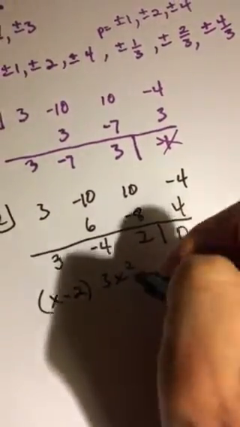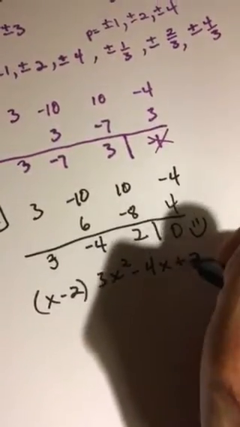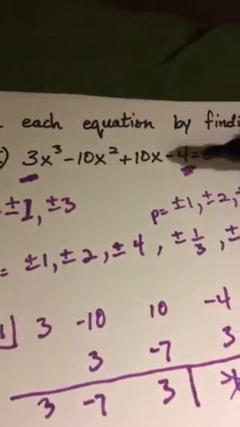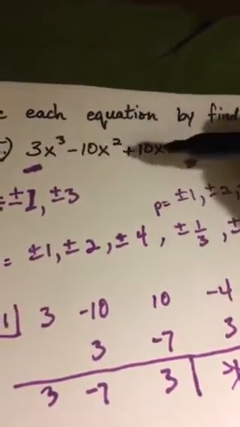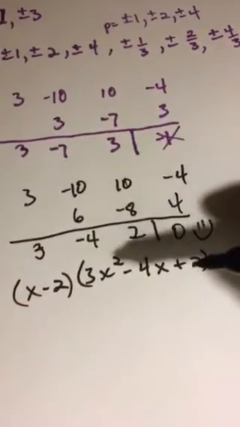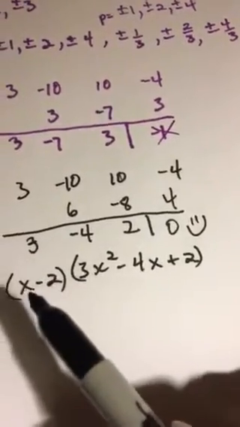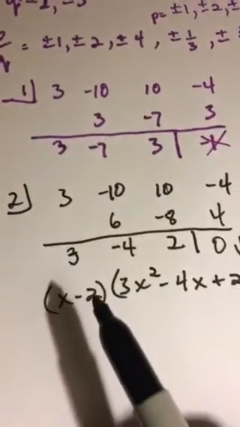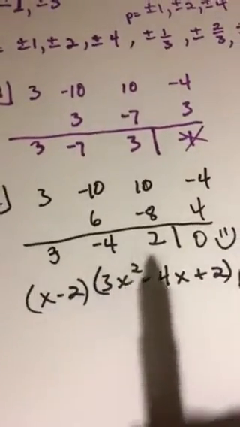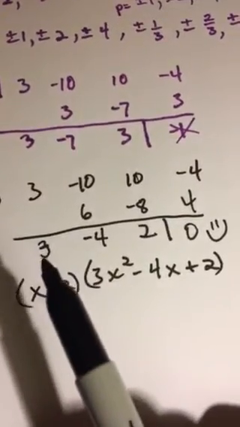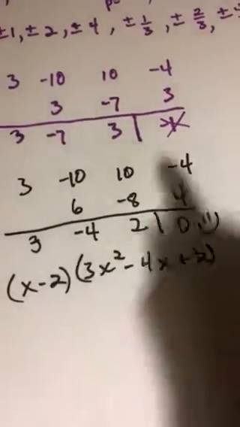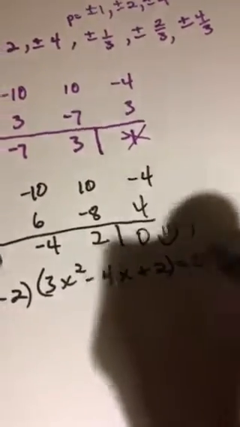So we have a 3, sorry, that didn't look like a very good 3. So 3x squared minus 4x plus 2, that's my other factor. So this original polynomial of degree 3 right here has now been broken down into 2 factors. X minus 2, because we discovered that 2 is a root or a 0, and then the remaining factor would just be this, the 3x squared minus 4x plus 2, and that equals 0.